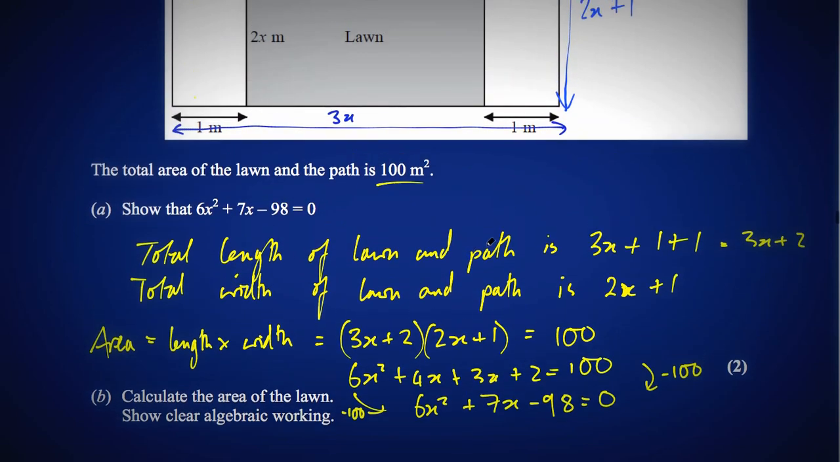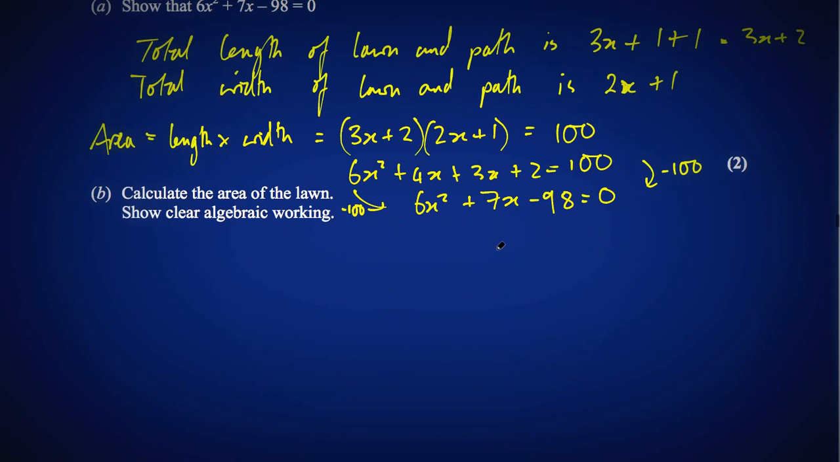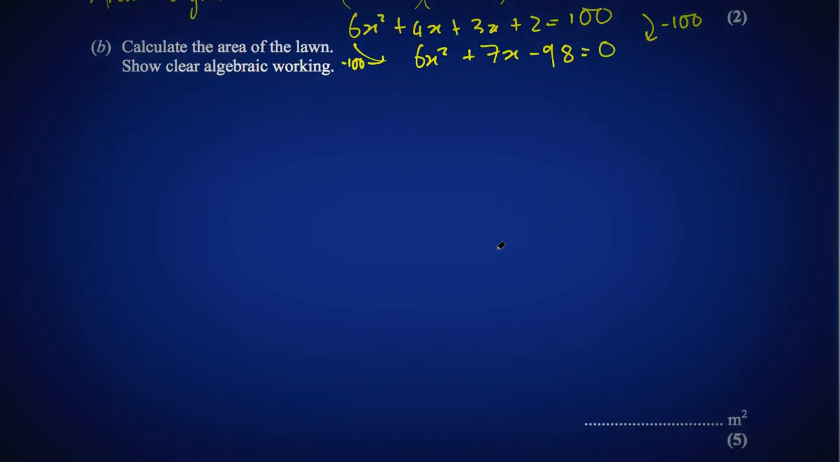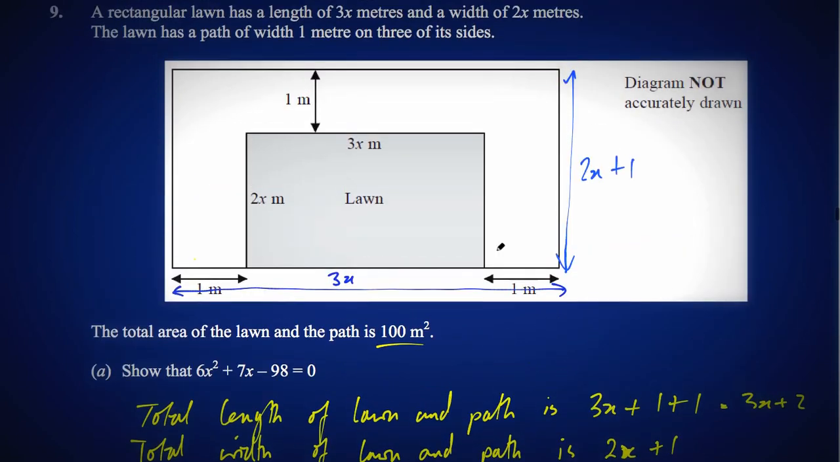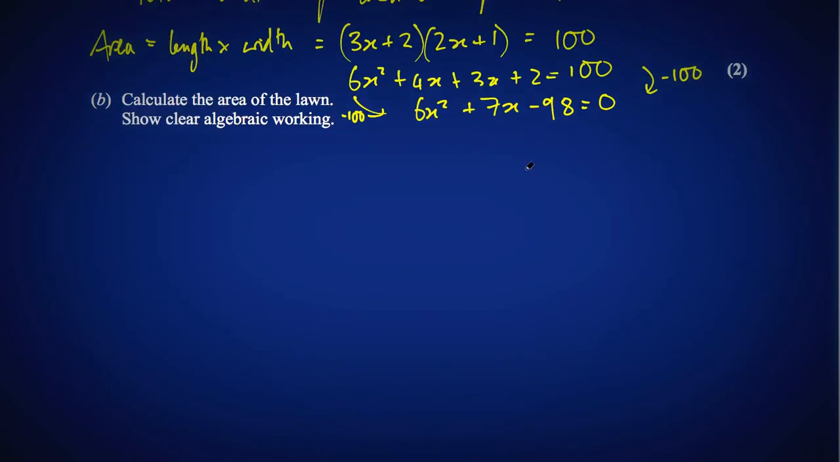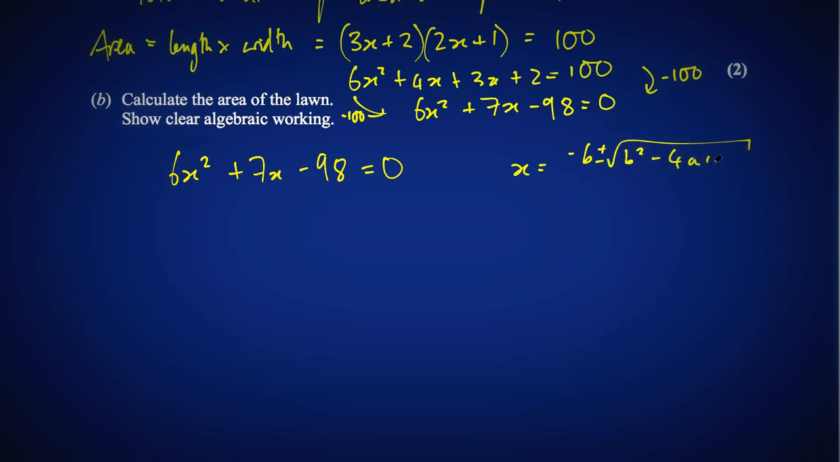Calculate the area of the lawn, show clear algebraic working. So the area of the lawn I'm actually going to need in terms of real numbers, not just x, because I can solve it. I've got an equation here that can be solved. So my equation given in the question above is 6x squared plus 7x minus 98 equals 0. Because this is a calculator paper, I am going to work this out using the quadratic formula, which is x equals minus b plus or minus square root of b squared minus 4ac all over 2a. So here's my b value, there's my a value, there's my c value.